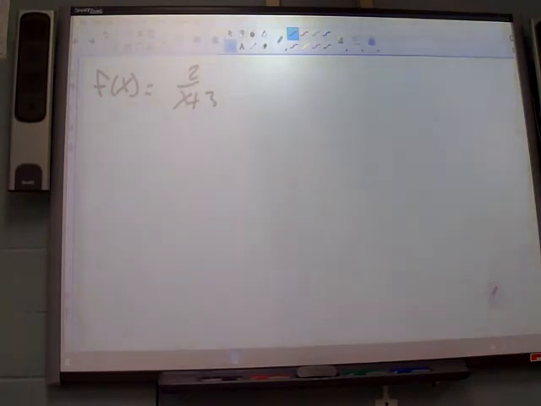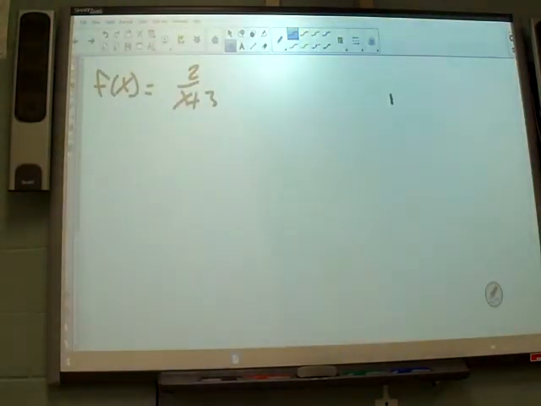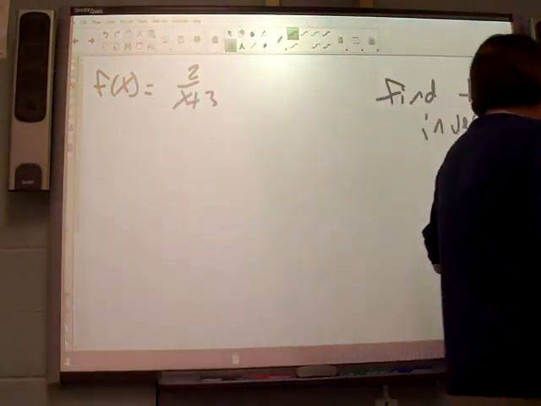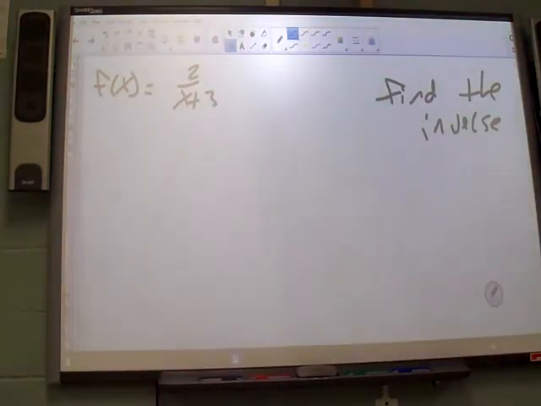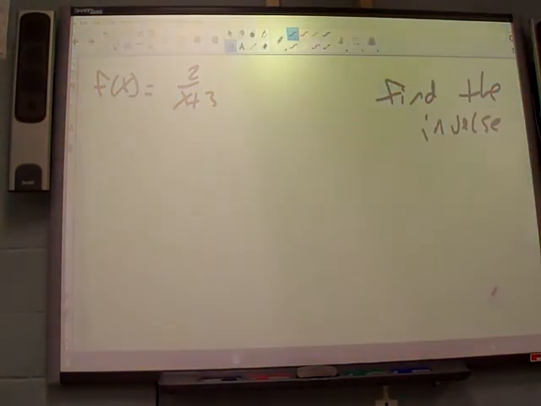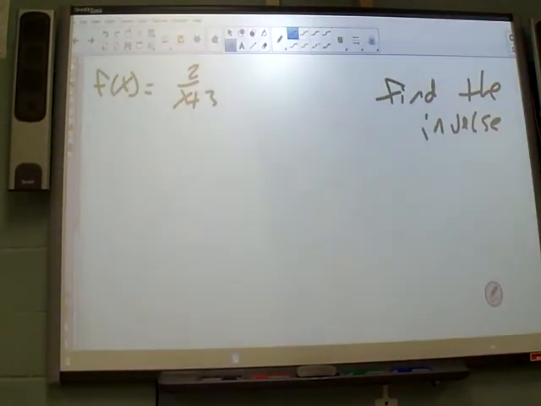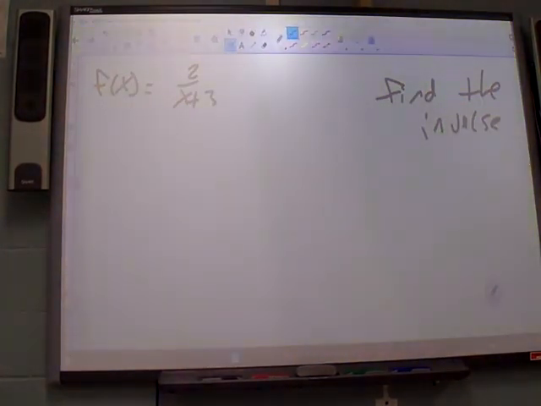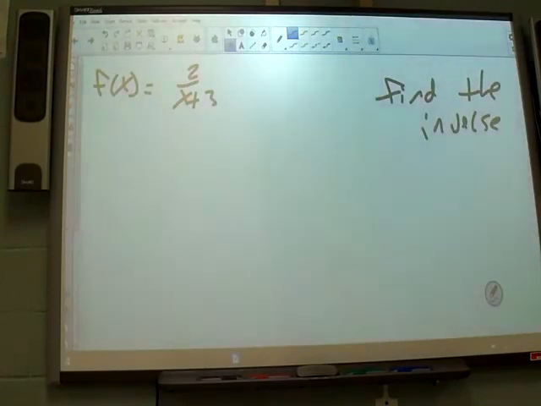Okay, directions for this one. Find the inverse. Now, we did finding the inverse last unit, but we haven't done it yet with these things. When we found the inverse last unit, we had the two-step process. Step 1, we switched the variables. Step 2, when you switch the variables, that made a new equation. You solved that new equation for y.